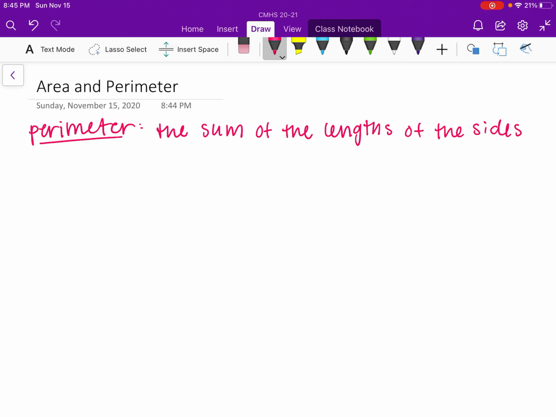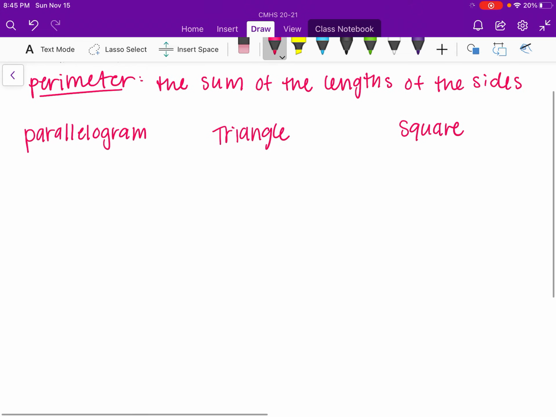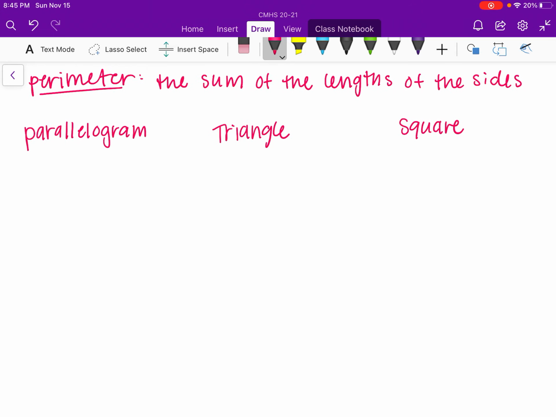We're going to look at mostly 4 different shapes today, 4 basic shapes, very basic. The first one is the parallelogram. The next one is the triangle and the square. And then we're going to talk about the circle in just a minute. So parallelogram basically just means a rectangle or anything that has 4 sides, not including a square.